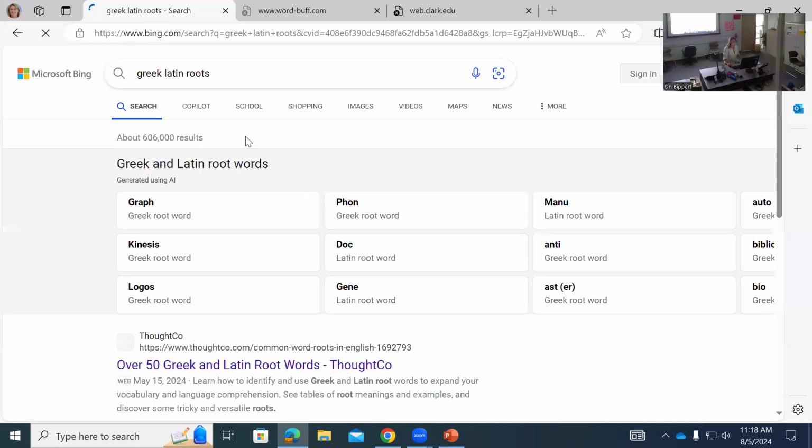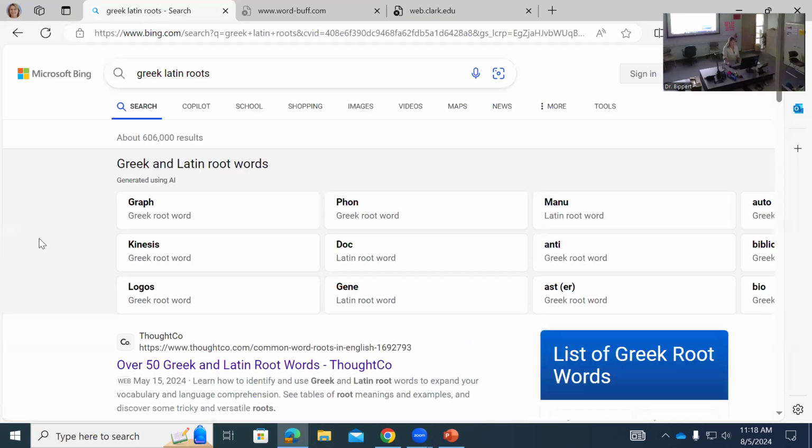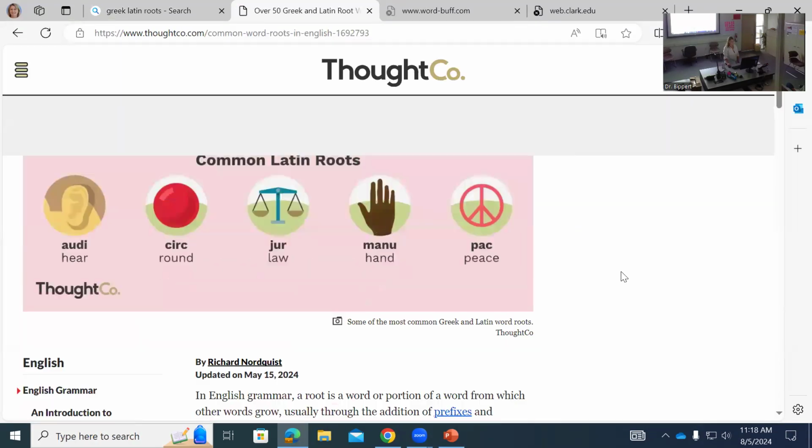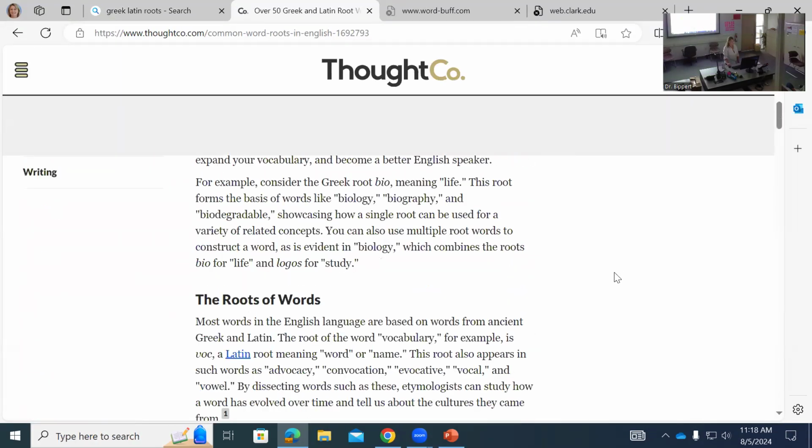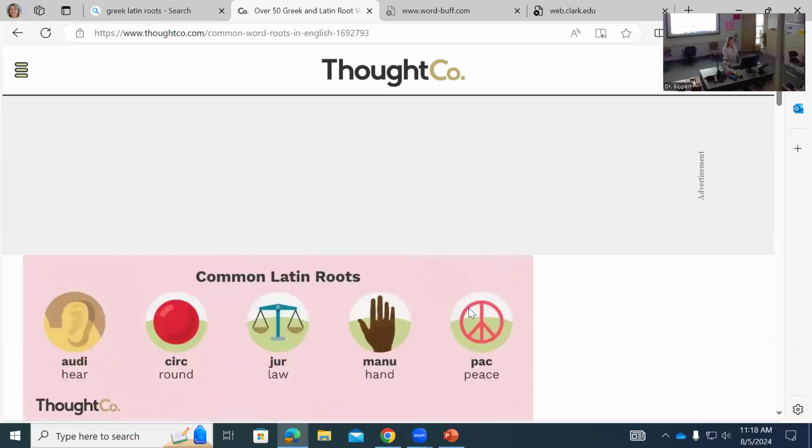I would give my students a list of the Greek and Latin roots that we're either using in class, or maybe a big list of Greek and Latin roots. And there are so many. So here are some common ones.